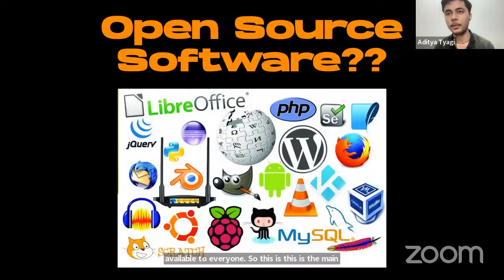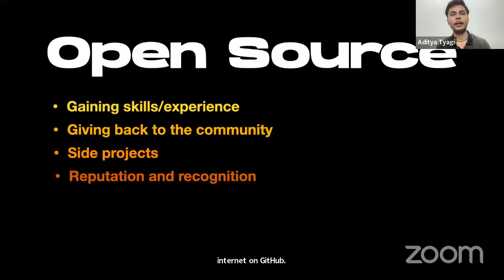We use various open source software in our day to day life. For example, the most famous one, VLC player, or Blender, which some people use. Mozilla, Brave, DuckDuckGo, there are a lot of open source software which we use, whose code bases are available on the internet on GitHub. You can go and check it out.